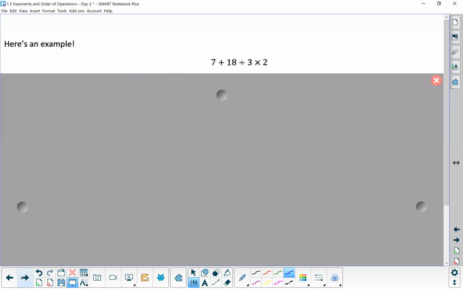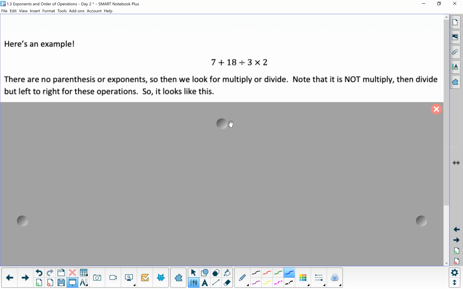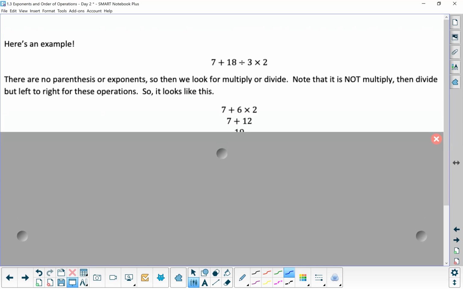So here we have an example. 7 plus 18 divided by 3 times 2. There are no parentheses. There are no exponents. So our first step is going to be to complete the multiplication and division working from left to right. And again, a good note here, that does not mean we multiply first and then divide, but we go from left to right doing these operations as we encounter them.